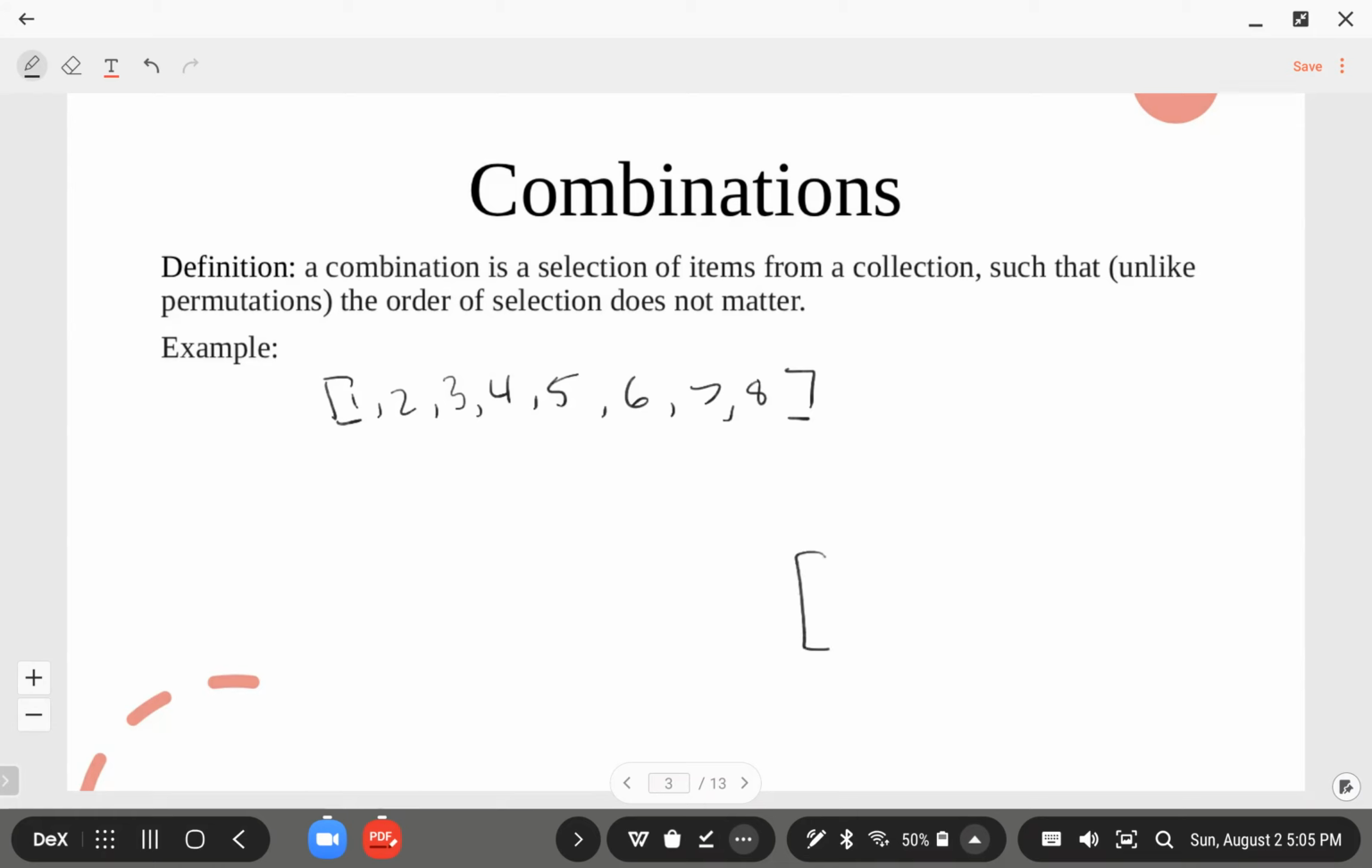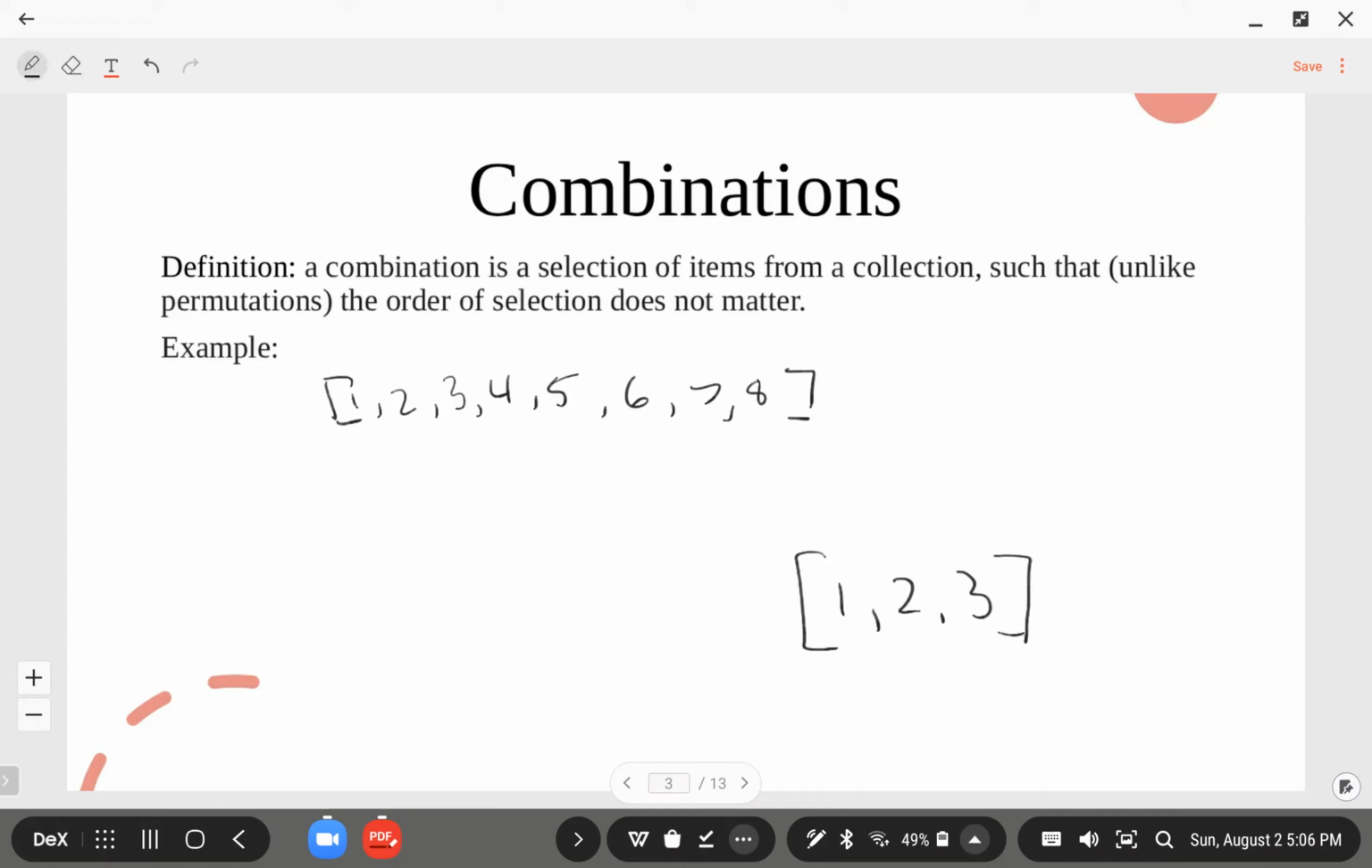Okay? So let me have this set 1, 2, and 3. Okay? And we have to choose groups of 2 from it. Groups of 2. 1 and 2 can be a group. 2 and 3 can be a group. And 1 and 3 can be a group. So there's 3 groups, 3 combinations, right?